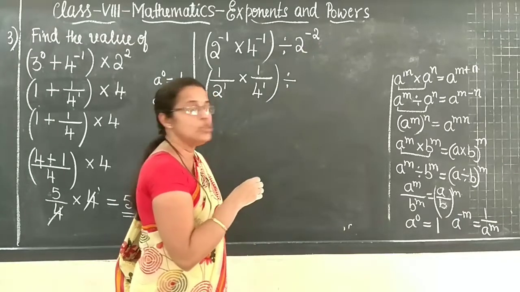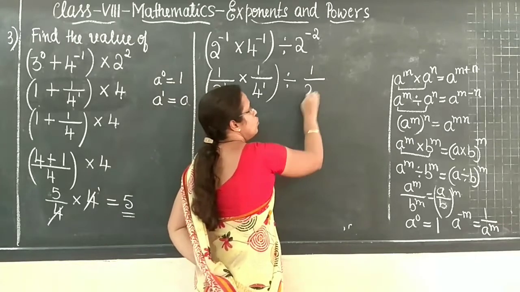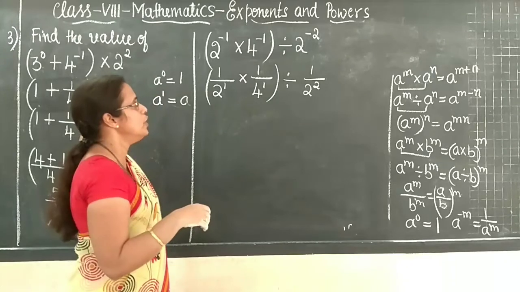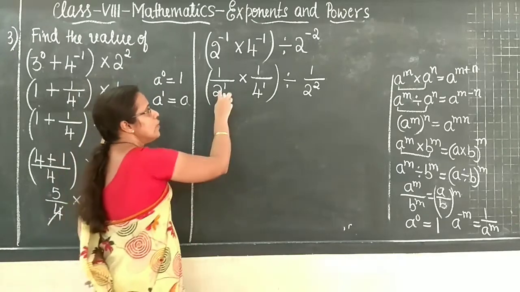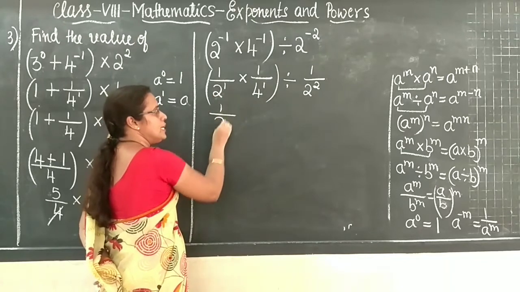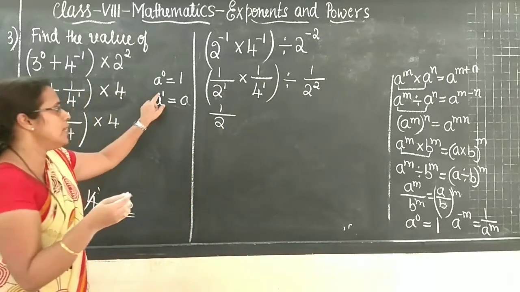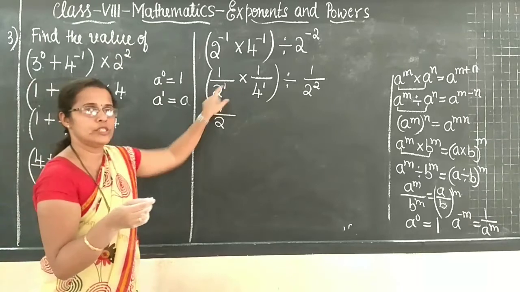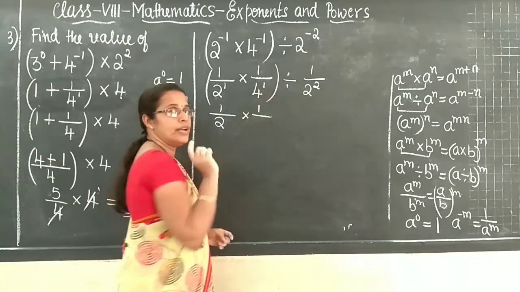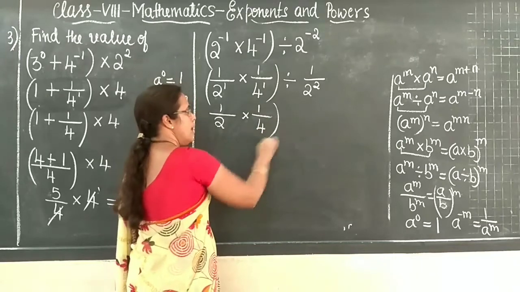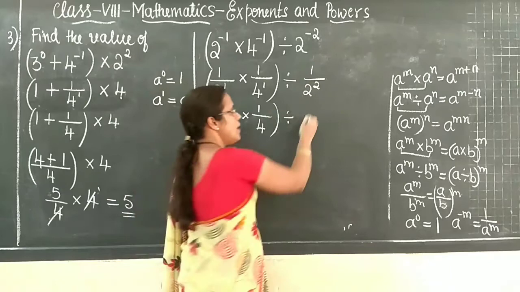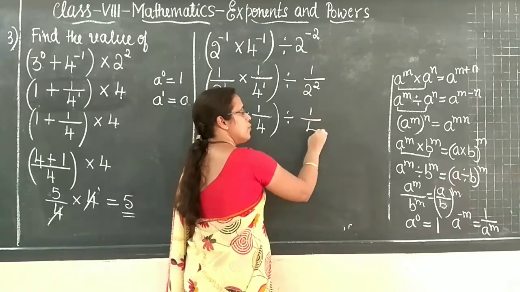There, what you have to do? 1 by 2 to the power 2. Do you agree? 1 by 2 to the power 2. Next step, when the same power, there is 1 by 2 to the power of 1 is 2, 8 to the power of 1 is 8, 2 to the power of 1 is 2, into 1 by 4 to the power of 1 is 4. Then write this as the division. 1 by 2 square is 4.